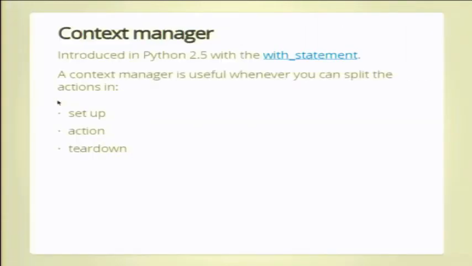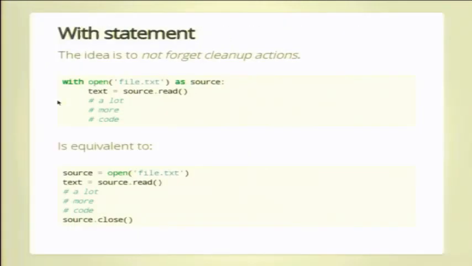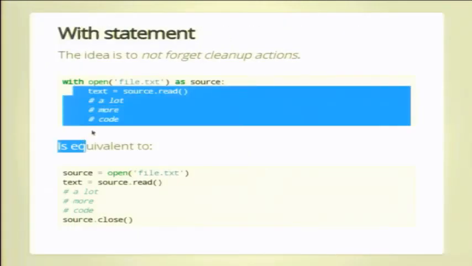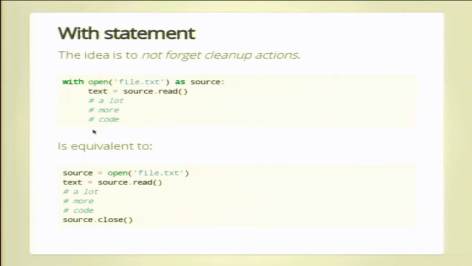Now let's switch topic. Let's go to the context managers. They were introduced in Python 2.5 with the with statement, and they're very useful whenever you have a pattern like: set up something, do something else, and then tear down to clean up some state, for example. So this is just syntactic sugar again, to do something in a way that is more readable to me.